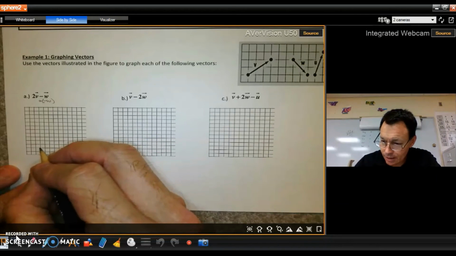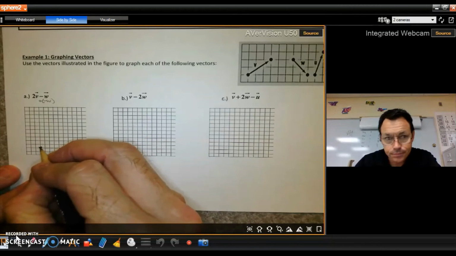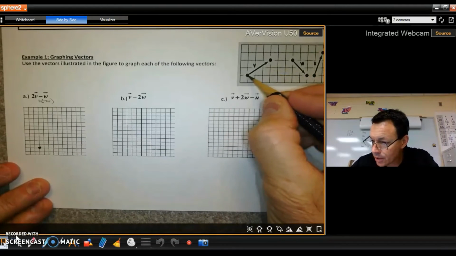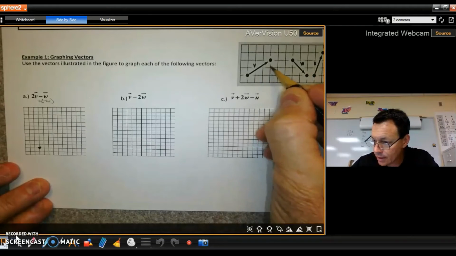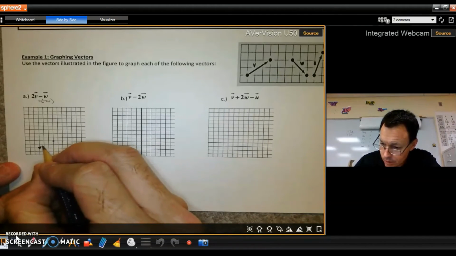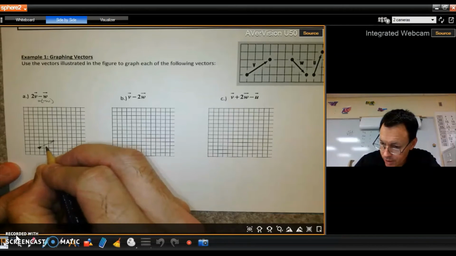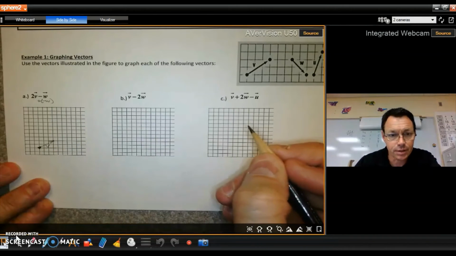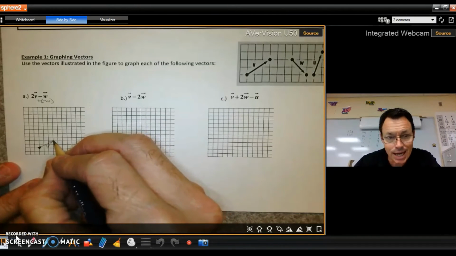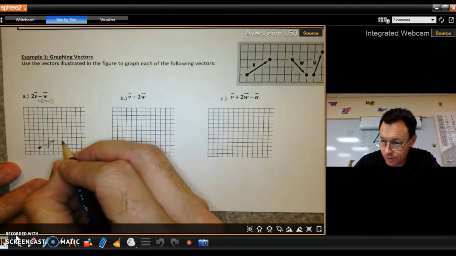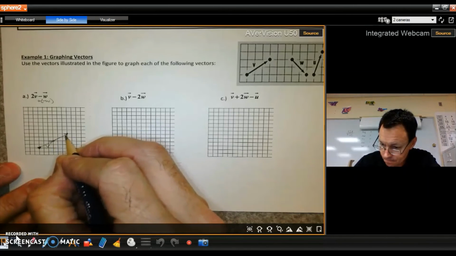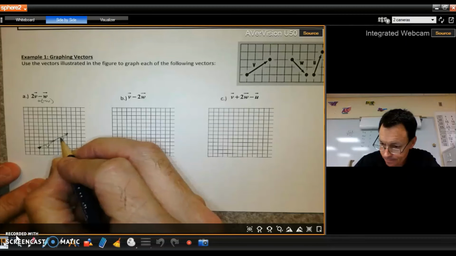So I'm going to start down here somewhere, anywhere, and then apply v. So v goes 1, 2, 3 to the right, and then up 2. So that's vector v. I like to put a little v there. And then I'm going to do it again. I need 2 v's, so from where I stopped, that's where I start. 1, 2, 3, up 2. So there's another vector v.